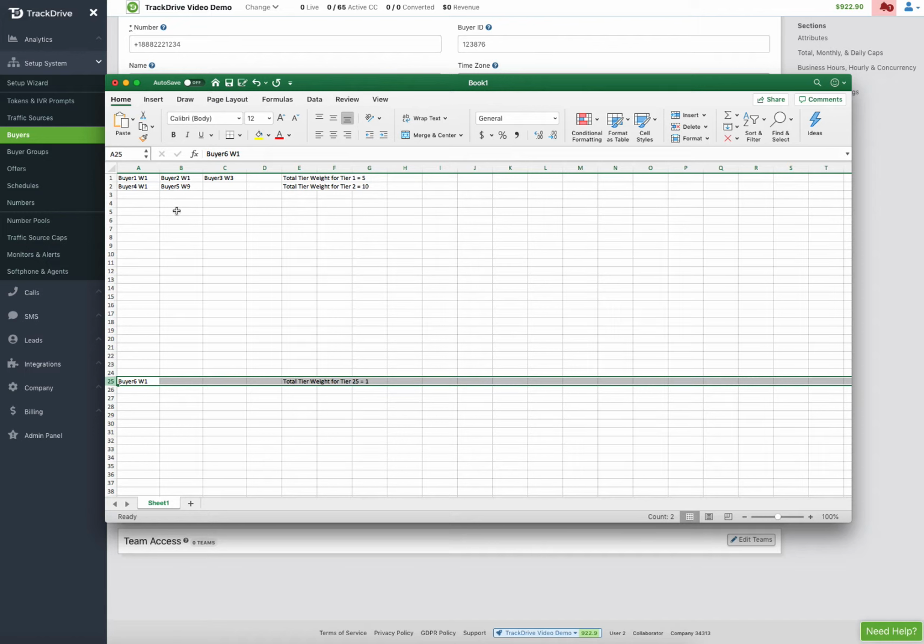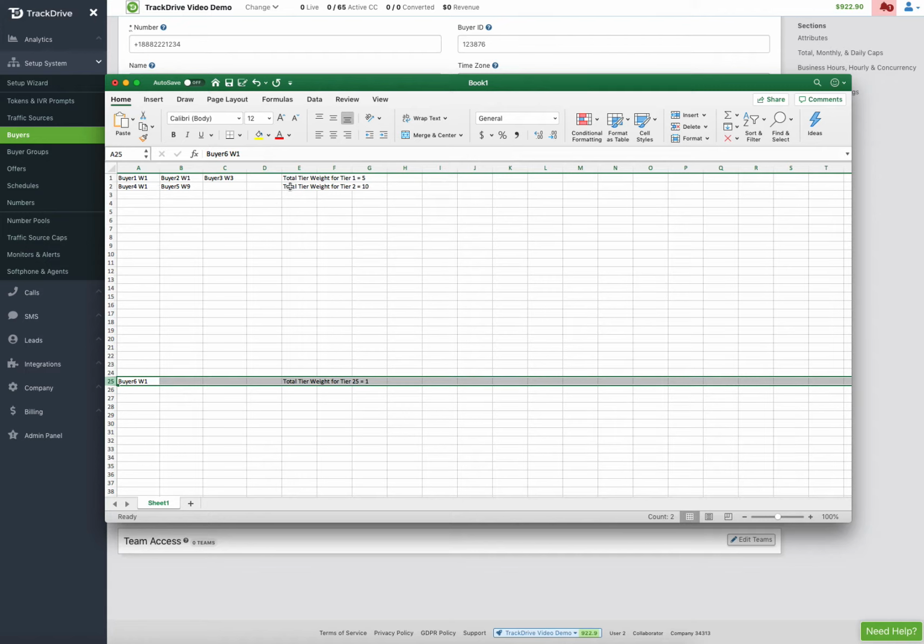So that's the tier. We always look at the lowest tier first, and consider all those buyers. We wouldn't even look at buyers on row 2 or at tier 2 unless these guys can't take the calls. So these guys would get all your calls all day long. If they could always take your calls, these guys would not get any.